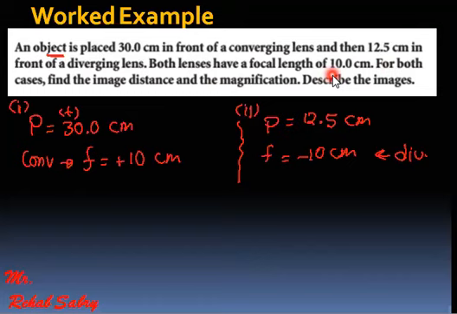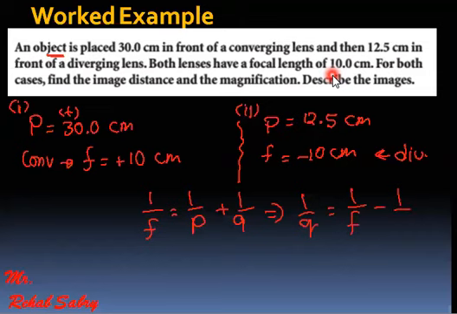Well, we have F and P. Without asking you, you have to know that you will find Q from which formula? From this formula: 1 over F equals 1 over P plus 1 over Q. Then 1 over Q equals 1 over F minus 1 over P. Then make your calculations as I'll show in the next slide. So for both cases, find the image distance. Q is the image distance, okay?